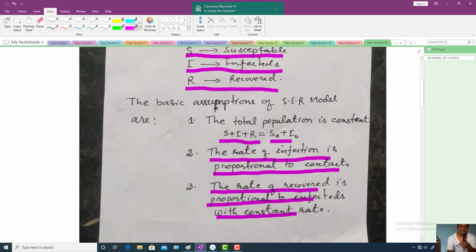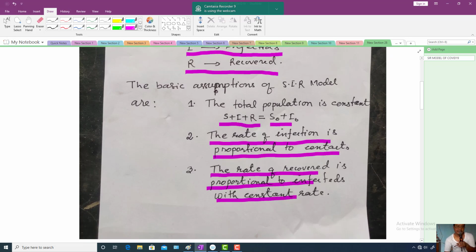Then the basic assumptions of the SIR model. In every mathematical modeling we have to assume some basic fundamental things happening in the real world. So in this COVID-19 pandemic, we are going to assume three basic points from reality, and then translate these into mathematical equations, and then we study them and find out the pandemic condition. Okay, so the first assumption is that the total population at any instant of time is constant.